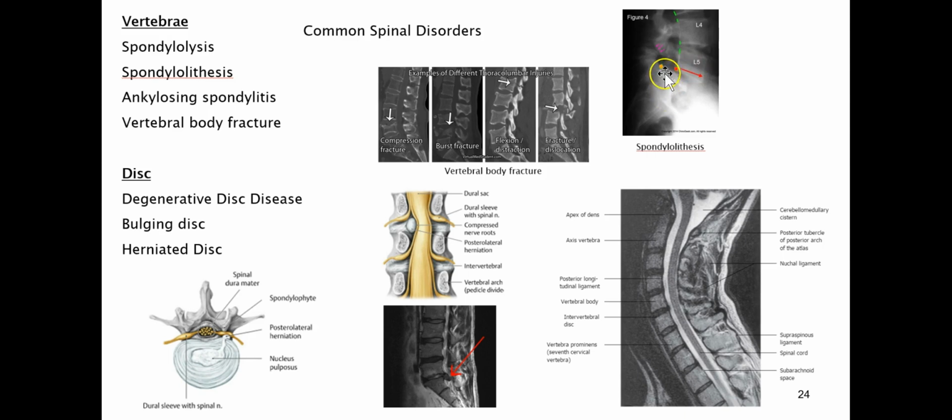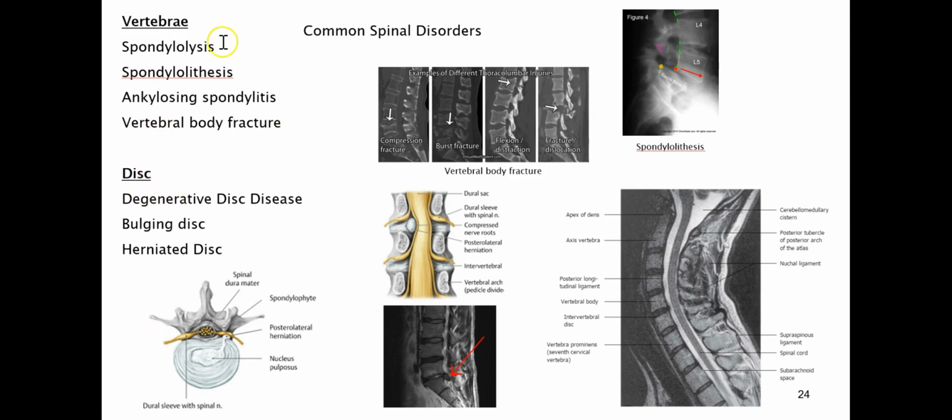Now, this slipping could be due to spondylolysis, which is a fracture within the area called the pars interarticularis of the vertebra. This is a thin bone segment that's joining the two vertebrae.